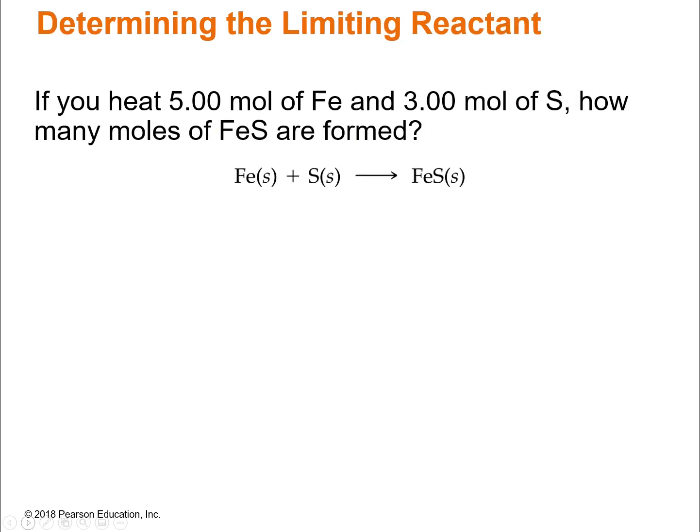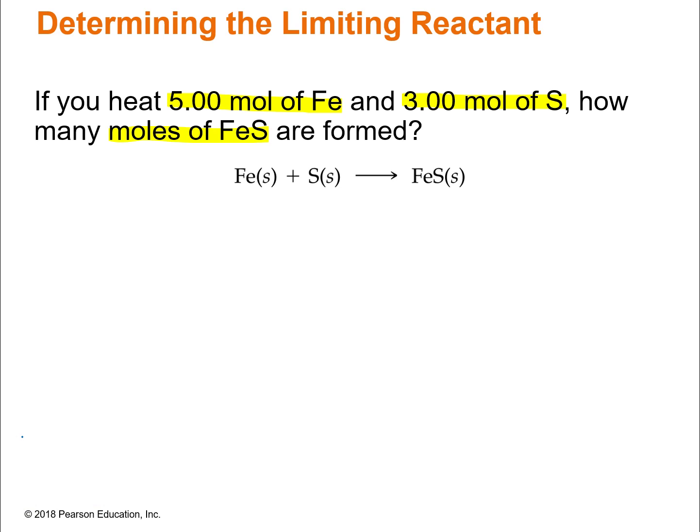Here's an example that I'm going to go through with you guys. This is a limiting reactant problem. We have to figure out what the limiting reactant is and how much product we're going to form. Just like with the other stoichiometry problems, you want to read through the problem and identify what type of problem it is. And I'll show you how to identify when you have a limiting reactant problem. If you heat 5 moles of iron and 3 moles of sulfur, how many moles of iron(II) sulfide are formed?